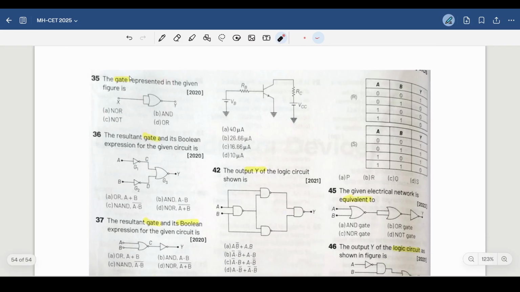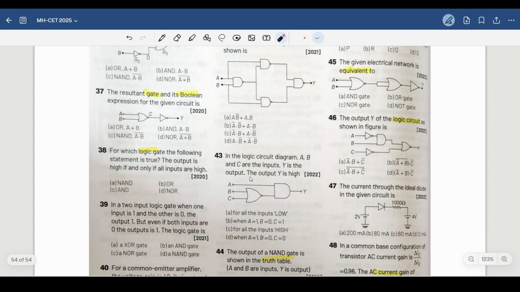Again, you can see a lot of questions on gate. Again, gate. A lot of questions on Boolean expression. Calculate the equivalent Boolean expression. This one's the same. This one's the same.